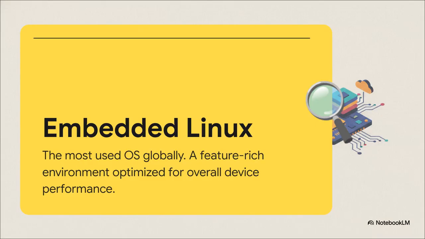Then, on the flip side, we have Embedded Linux, the undisputed heavyweight champion for application processors globally. Instead of stressing over fixed completion times for every single tiny task, Linux prioritizes foreground tasks to maximize the overall performance of the device. It brings this immense, feature-rich, open-source environment and just incredible raw power, even though, yeah, it's far less deterministic than an RTOS.